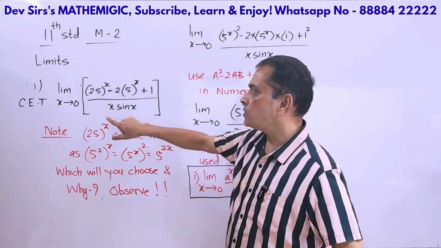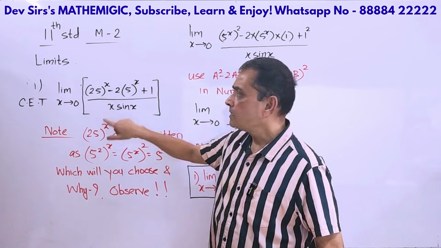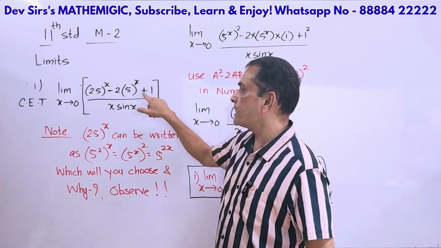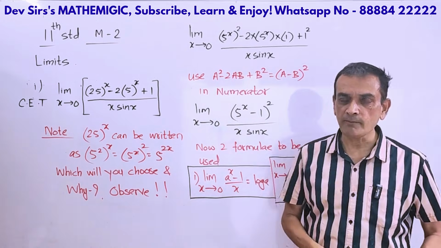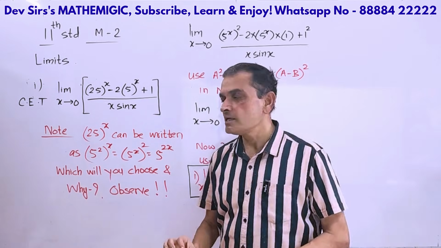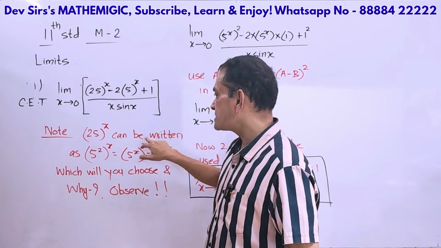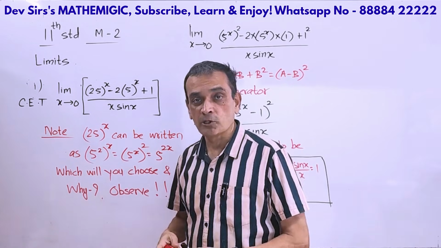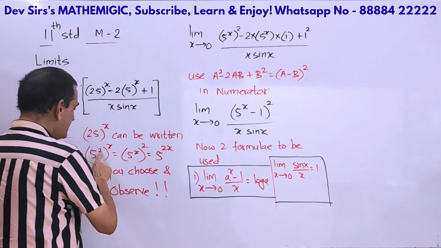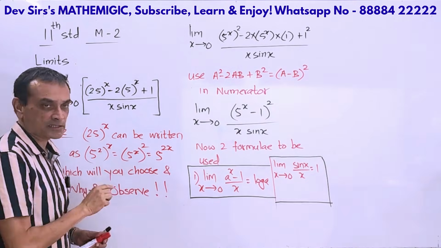Limit x tends to 0, 25 raised to x minus 2 into 5 raised to x plus 1 upon x sin x. The first thing that I have written is 25 raised to x can be written as 5 squared, raised to x.